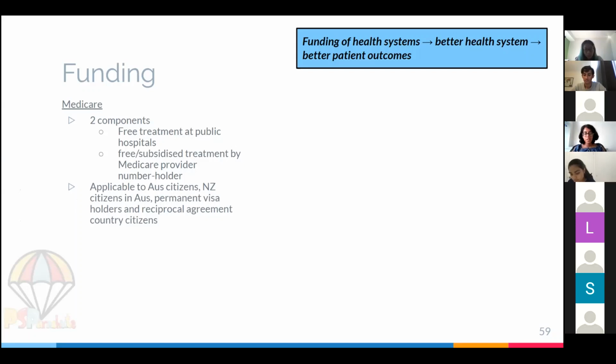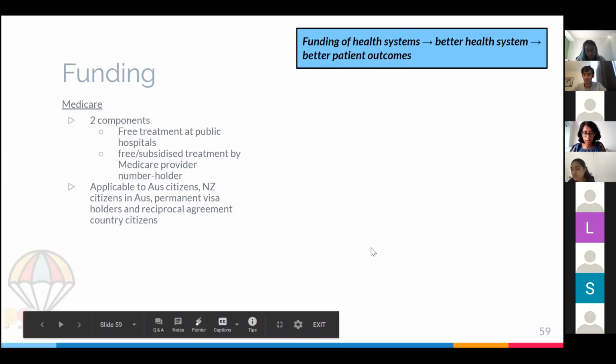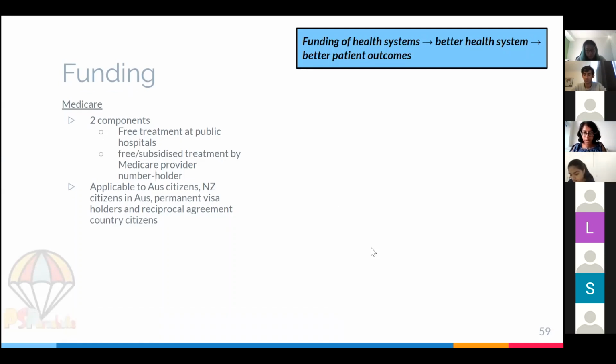Medicare is applicable to Australian citizens, New Zealand citizens in Australia, permanent visa holders, and reciprocal agreement country citizens. Does anyone know what a reciprocal agreement is? Anyone? It's quite a novel concept, actually. Okay, I'll tell you. Australia has made agreements with several countries. I noticed that a lot of them are in Europe, but several countries have an agreement that they can get free or subsidized healthcare when they come to our country and when we go to their country. So it's kind of a cool agreement.